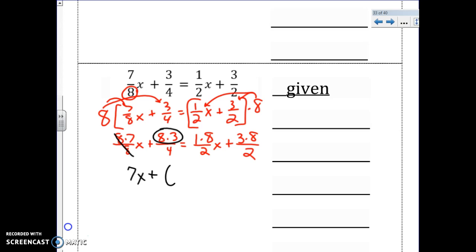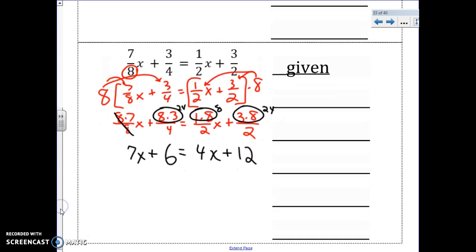24 divided by 4 is 6. 1 times 8 is 8. 8 divided by 2 is 4 x's. And then 3 times 8 again is 24. And 24 divided by 2 is 12. And then again, you're left with an equation that is so much more fun to solve. I can subtract 4 x's from both sides, and then I can subtract 6 from both sides, and divide, and I get an amazing answer that doesn't look ugly at all, considering what the equation started with.